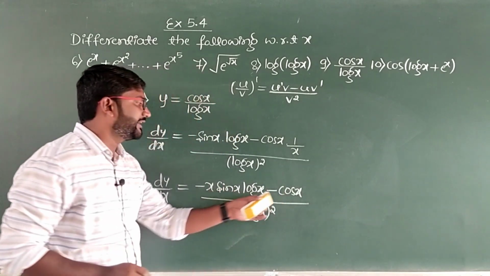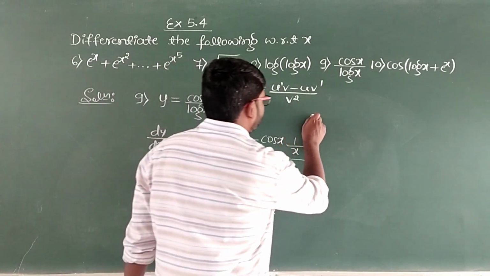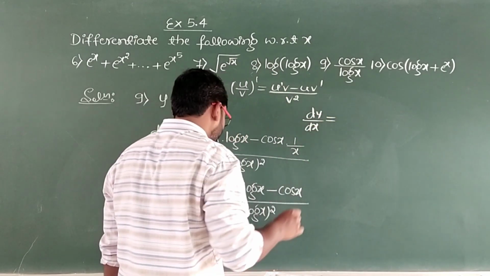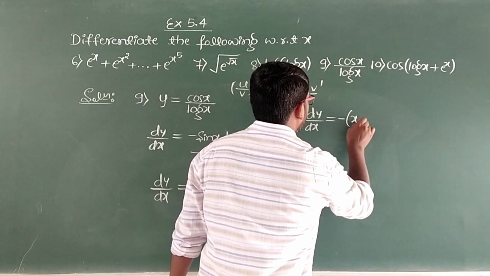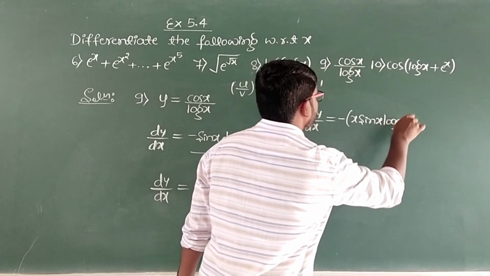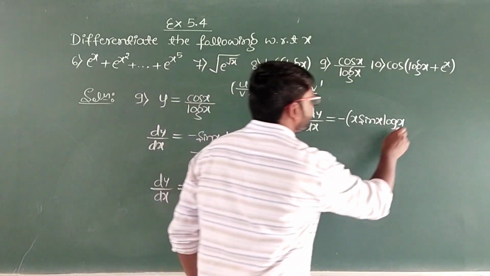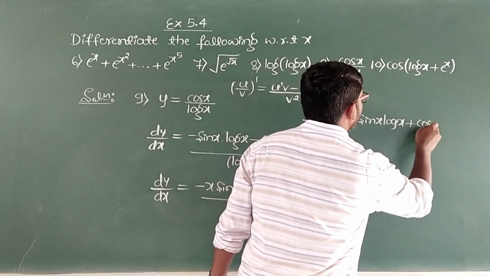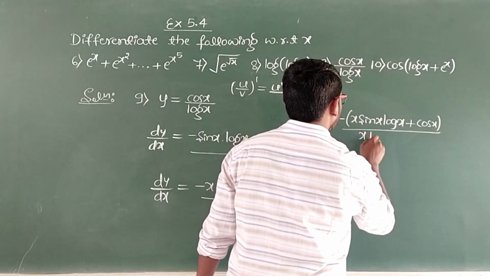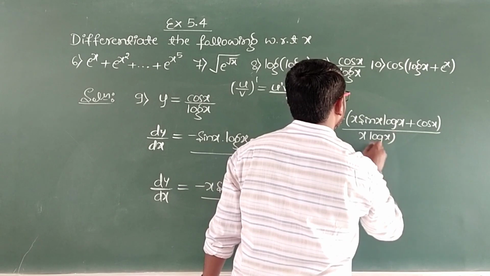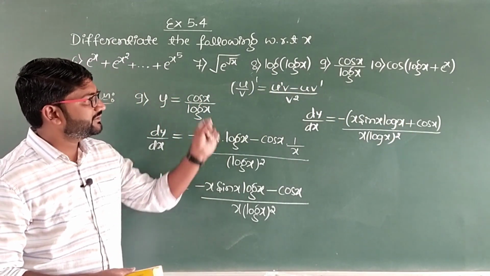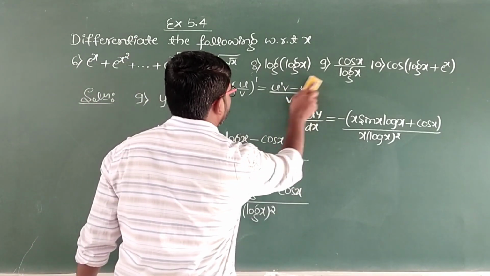In the numerator, we can take minus common. So, that will be our final answer. dy by dx, which is equals to, I will be taking minus common. We have x sin x into log x plus cos x divided by x into log x the whole square. So, this is the answer for the question number 9. Note down this, then we will take up the last question, that is question number 10.